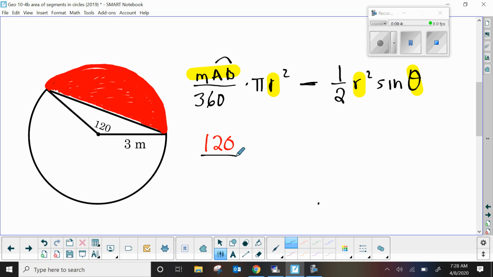So 120 divided by 360 times pi. And what is my radius in this problem? My radius is 3. Okay, I like to stop right here and just evaluate this in the calculator. I'm going to plug it just like that in the calculator.